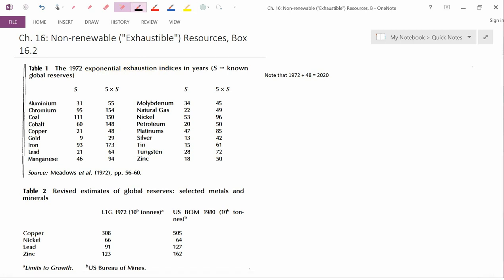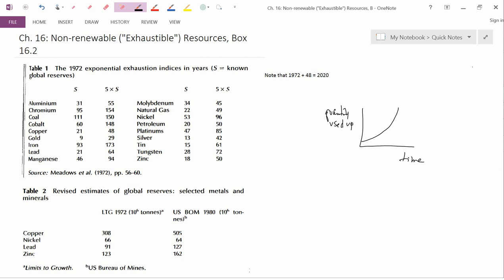supposes that the amount of the commodity used each year increases exponentially. So if you have time versus quantity used, maybe I should say quantity used up, that means, or just quantity mined, the amount you use in each year. This is an exponentially increasing function. So that's one of the assumptions of the exponential exhaustion index. That's what gives it its first word, exponential.